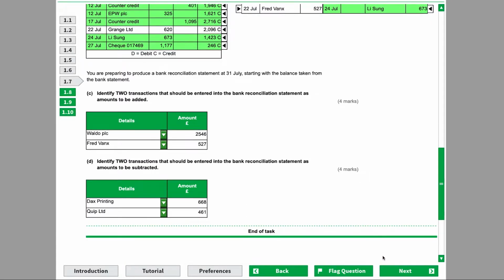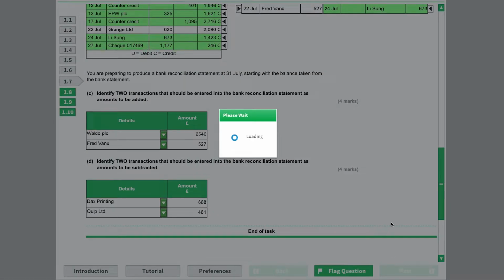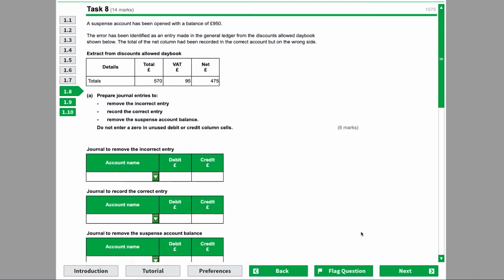So let's now look at task 8. Task 8 is worth 14 marks and is designed to test the preparation of journal entries to correct errors within the bookkeeping system, and where relevant, the preparation of journal entries to clear the suspense account. Taking that into account then, let's have a look at the questions.